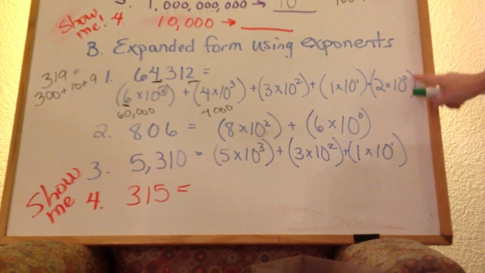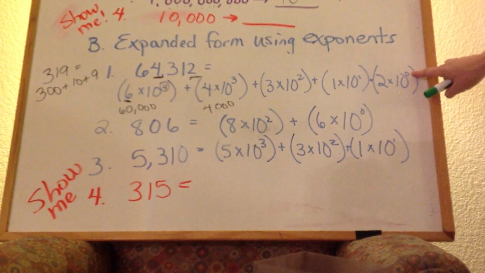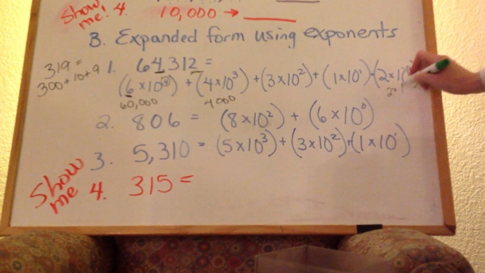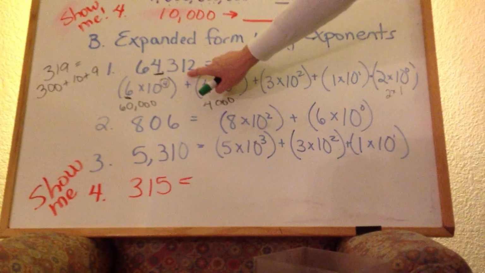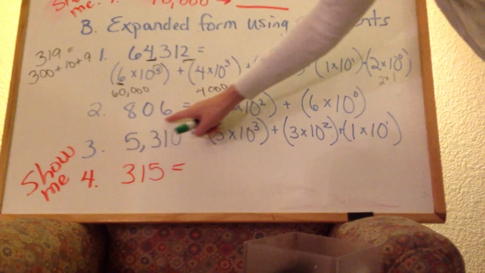It's the 0 power because there's no numbers behind it. And also remember, what is 10 to the 0 power? 10 to the 0 power is really just a 1. And 2 times 1 is just a 2. And that's what we want. So let's try again now. Let's try again with 806.